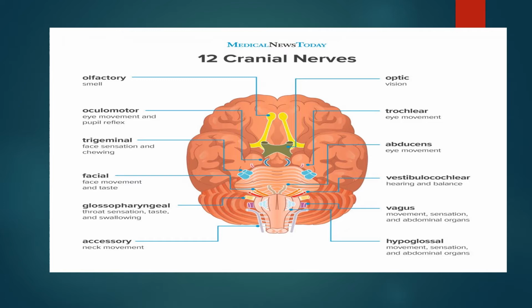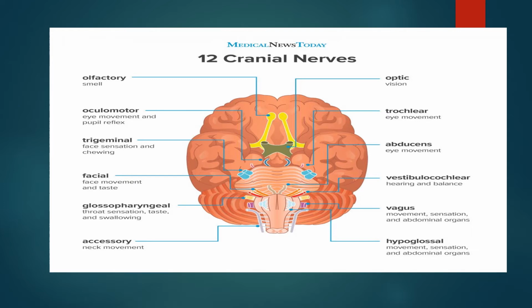The components of the peripheral nervous system are the 12 pairs of cranial nerves. Number one is olfactory, which is concerned with smell. Number two is optic, which is concerned with vision. Number three is the oculomotor, which is related to eye movement and pupil reflex. Number four is trochlear, which is concerned with eye movement. Number five is trigeminal, which includes face sensation and chewing movements.